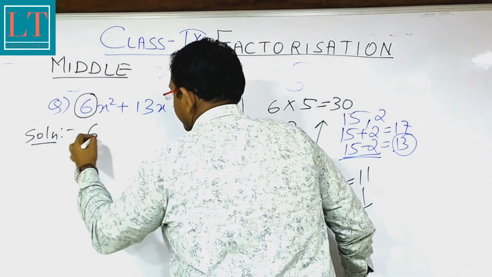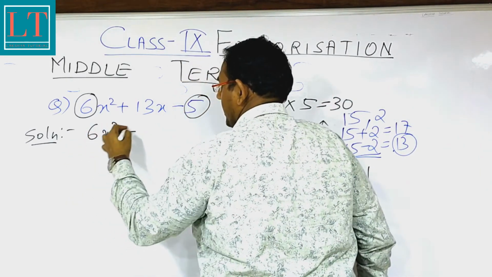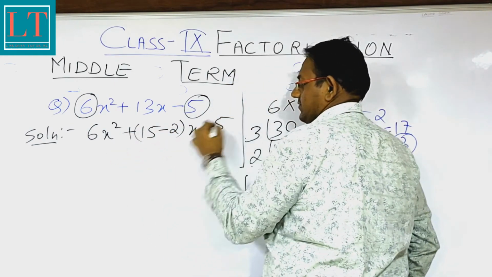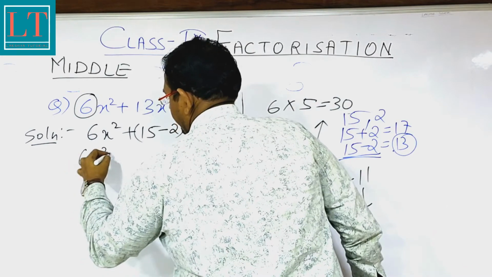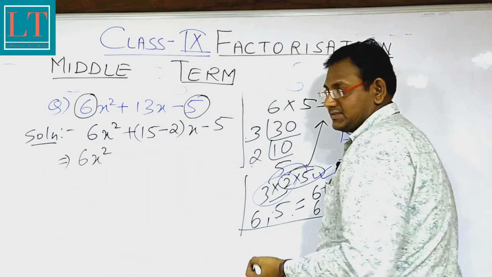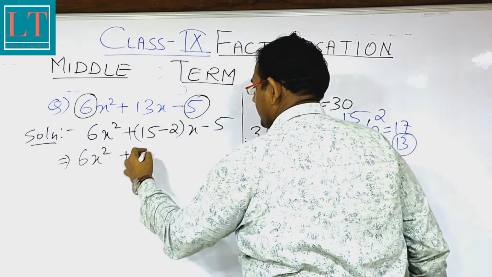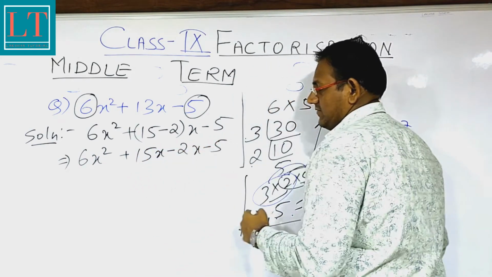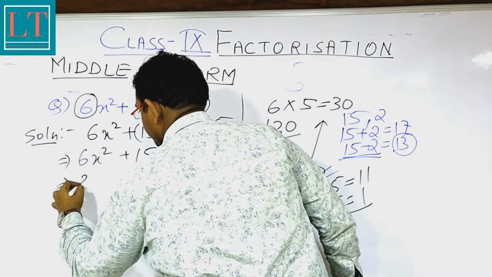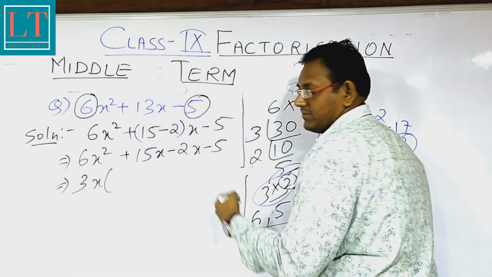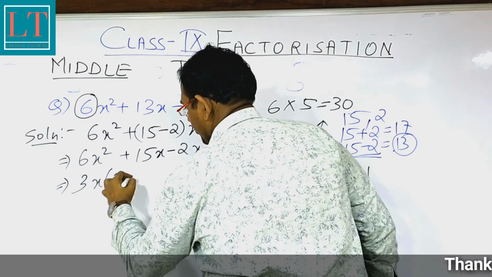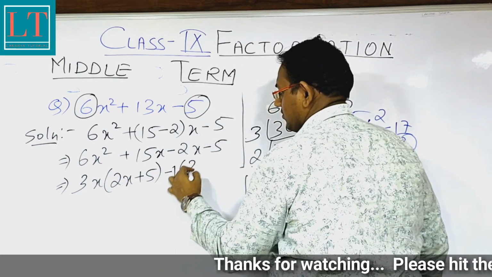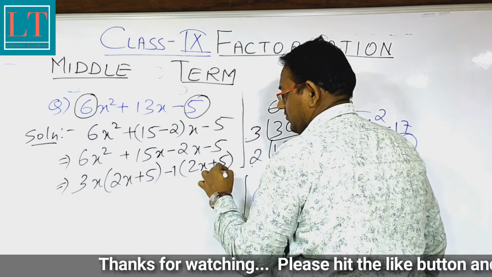That means we are writing this as 6x square plus (15 minus 2)x minus 5 over here. Now we write this 6x square as it is, and the next thing is to open the bracket. So we are getting 15x minus 2x minus 5. Let us quickly take 3x common from the first two terms. So we are getting 2x plus 5, and from the last two terms we take minus 1 common. So we are getting 2x plus 5 over here.